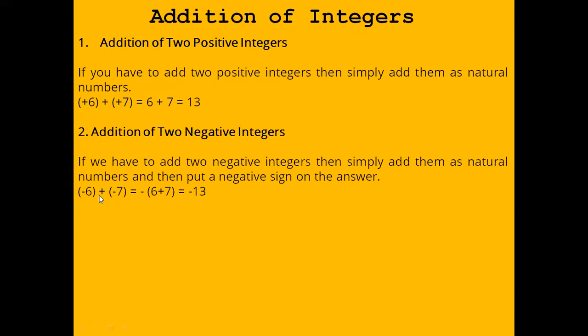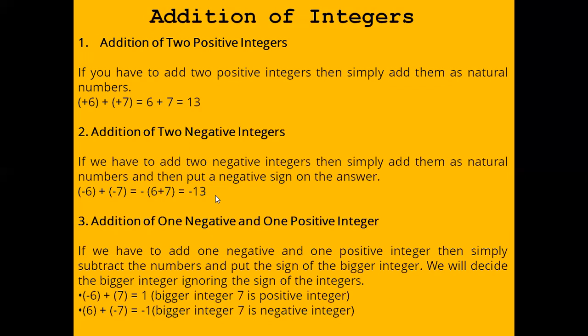If we add two negative integers, then simply add them as natural numbers, and then put a negative sign on the answer. So we will add these two numbers, 6 plus 7, 13, and minus here. We give negative because both the numbers are negative. That's why you will give negative. You will add these two values, but the negative sign will come.